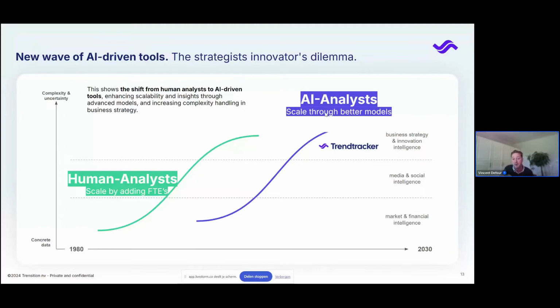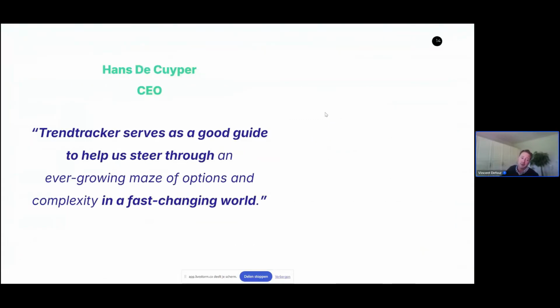And by now, we are coming in a new era of technology change, a new way of these S-curves, where we see that AI agents or AI analysts will do the same kind of analysis, but then 100 times faster and cheaper than typical human analysts. And we see ourselves as one of those new breed of AI-driven tools that are at your disposal to really make a difference.